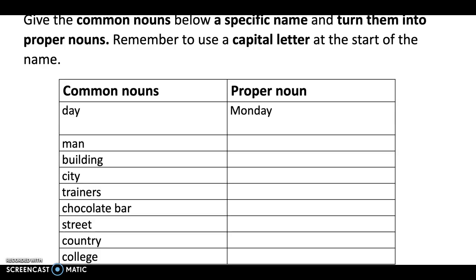So I would like you to do the same. Copy this down onto a piece of paper or you can type it into a Word document, and I'd like you to write a proper noun for the common nouns.